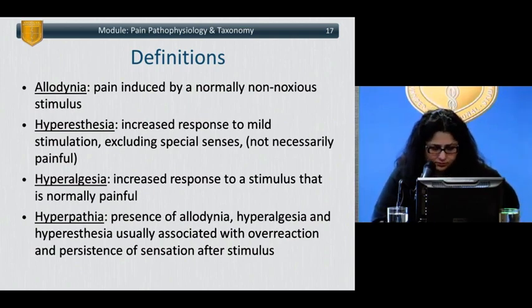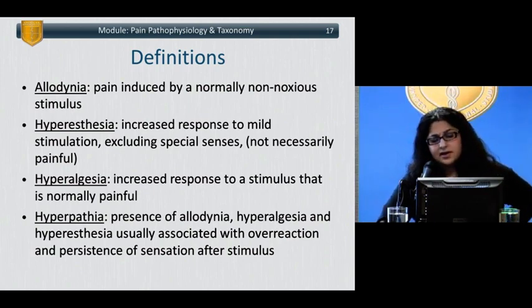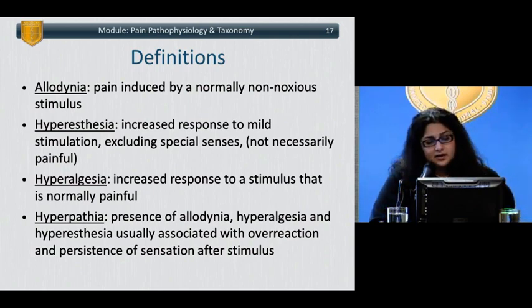There's certain terminology and definitions that is important for you to understand as we talk about pain pathophysiology and pain in general. Allodynia, as we discussed earlier, is a pain that is caused by a non-noxious stimuli. An example of that is somebody placing a bed sheet over their arm and that causing severe pain. Hyperesthesia is increased pain to a mild stimuli. Hyperalgesia is increased pain to a painful stimuli, and hyperpathia could be any one of these. It could be allodynia, hyperesthesia, or hyperalgesia. But basically, it's an overreaction to a painful stimuli or a non-painful stimuli.